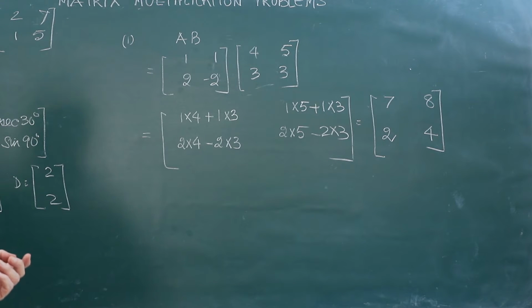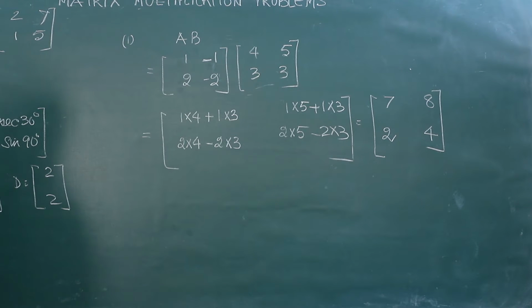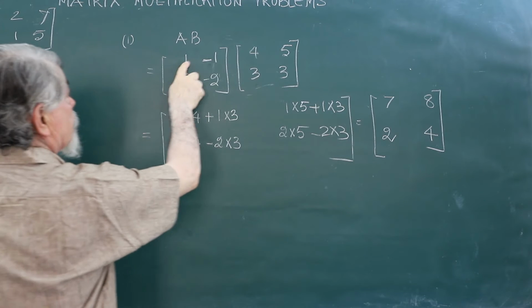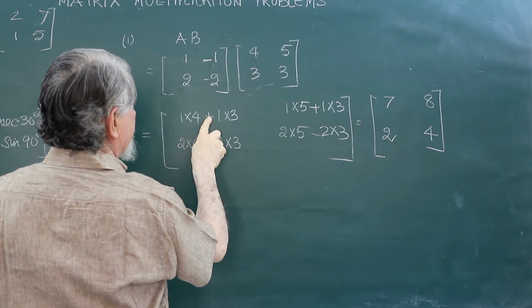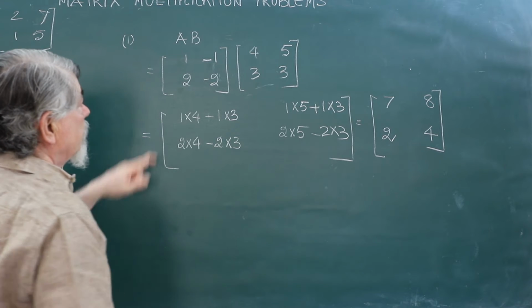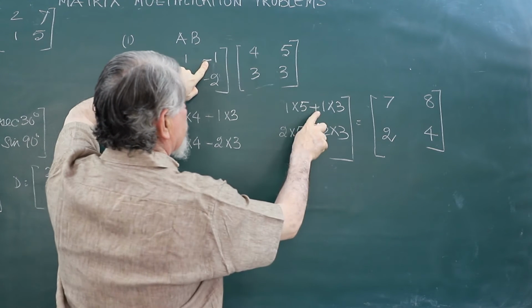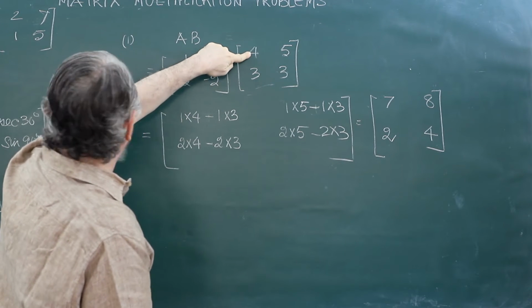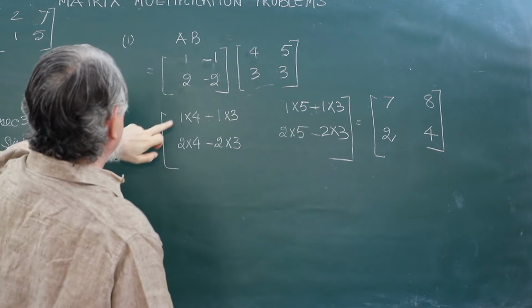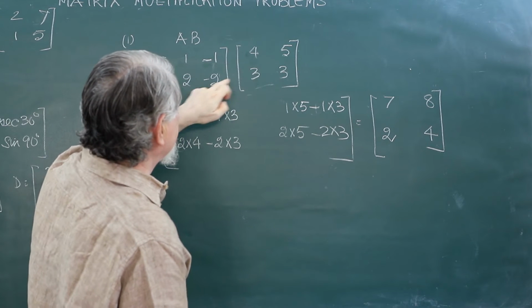We have made a mistake here again. This is minus 1 here. This is minus 1, so we will have to change it. First row into first column, then it will become minus here. Minus 1 into 3. 1 into 5 and minus 1 into 3. Then 2 into 4 is okay. Then minus 2 into 3 is okay. 2 into 5 is okay. Minus 2 into 3.